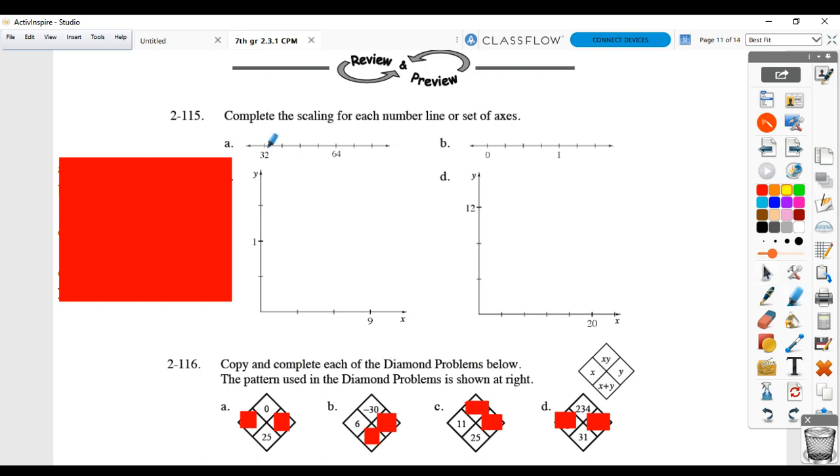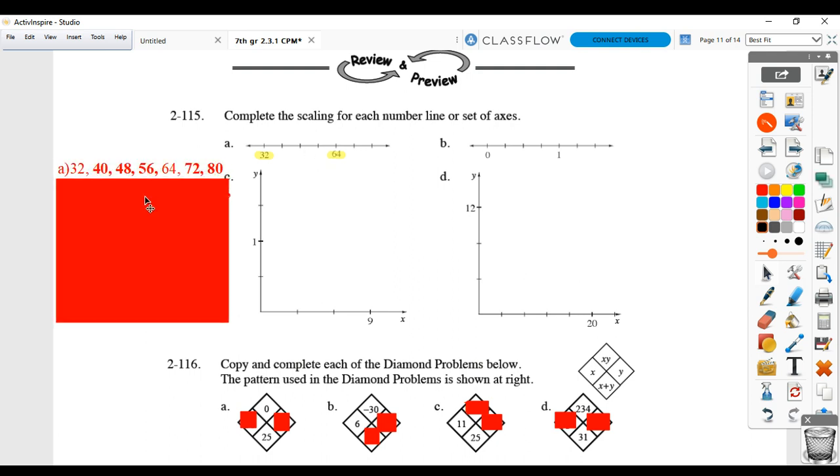Easiest way to do that, for example, for A, is to find the difference between the two numbers they give you, which is 64 minus 32. So 64 minus 32, of course, would be 32. And then you divide by how many sections or spaces there are. So 32 divided by 4 means that you're going by eights.